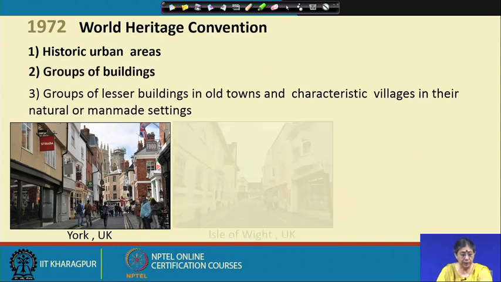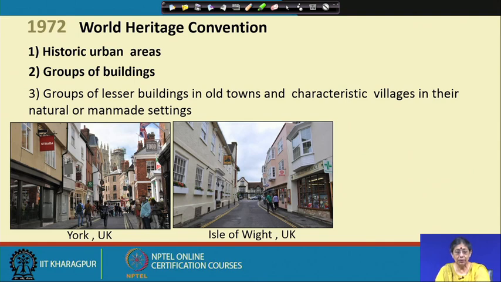The group of buildings. This is an example of a group of buildings on the Isle of Wight in the UK, where there is no monument. In the case of York, there is a monument, and one monument and a lot of churches are there. York Minster is very predominant, but there are areas where there is no monument. There can be just a group of buildings like the Isle of Wight, which is now a tourist area, and there are a group of lesser buildings of different styles, different characteristics from different ages. So, this can be another type of historic urban area.